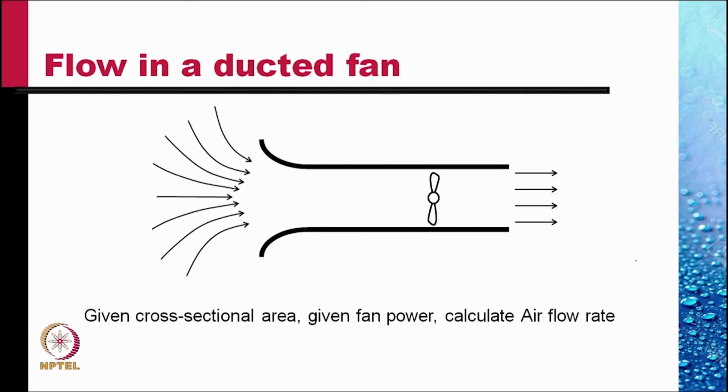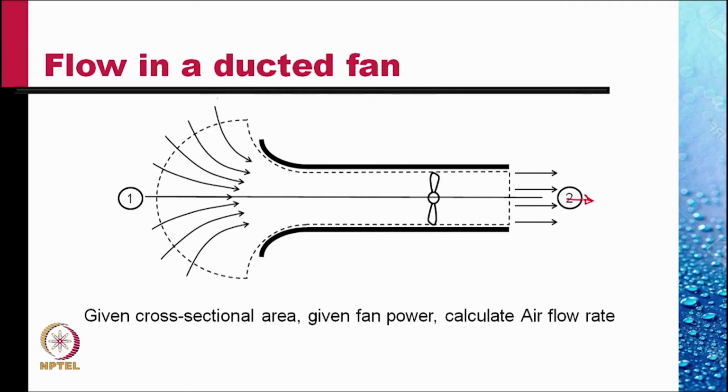Let's do another example, of flow in a ducted fan operating in a duct with a smooth bell-shaped entrance. This fan sucks in air from all around and the air exits as a jet. Given the cross-sectional area and given the fan power, calculate the air flow rate. That's the problem.